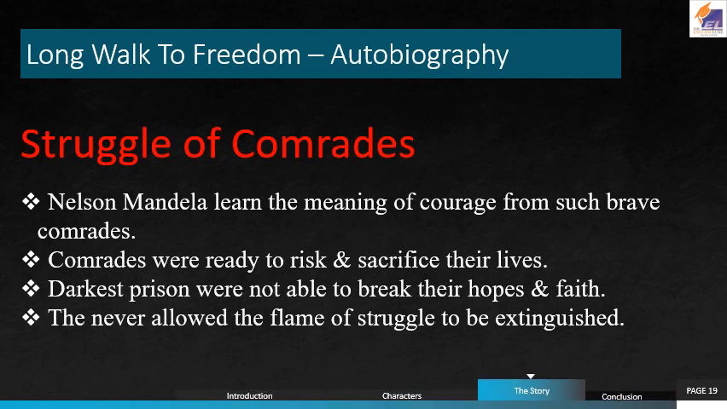Nelson Mandela learned the meaning of courage from such brave comrades. Courage is the victory over fear. These comrades were ready to risk and sacrifice their lives for an idea, the idea of freedom and equality. Even in the darkest prison, their hopes and faith were not broken. They never allowed the flame of struggle to be extinguished.